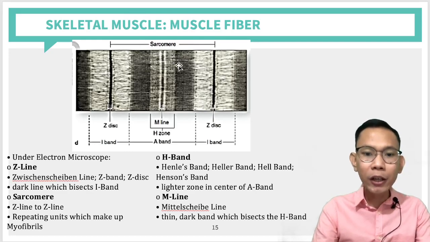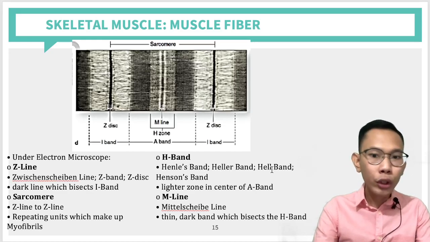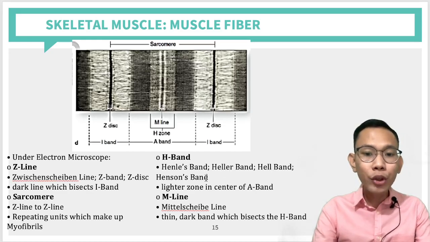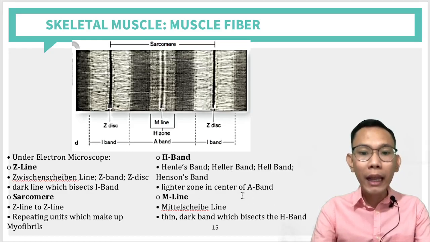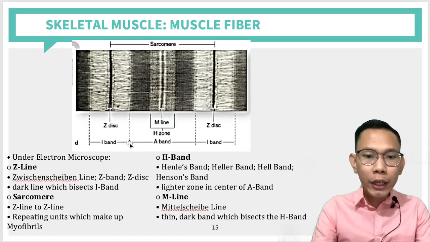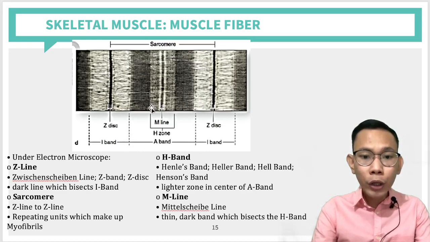Again, that's very clear. Now, how about the H band? Your H band, which we also term Hensen's band or H zone, is the lighter zone in the center of your A band. So here in your A band, the lighter zone is actually your H band, or your H zone.